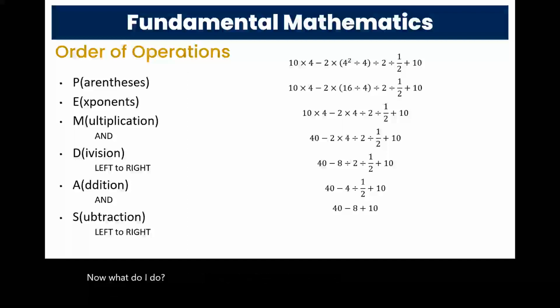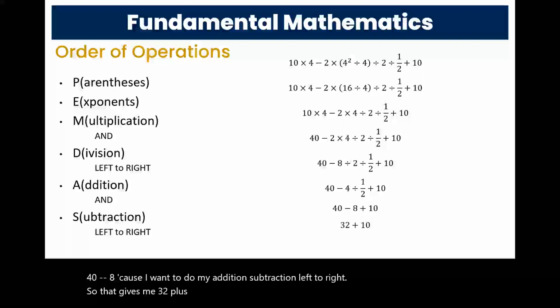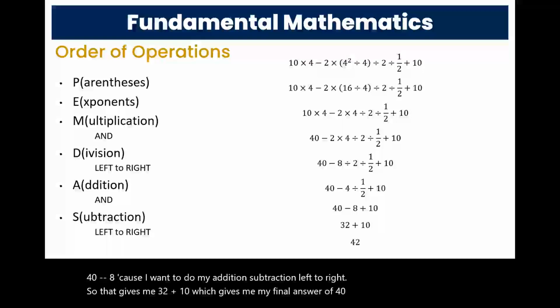$40 minus 8, because I'm going to do my addition and subtraction left to right. So that gives me 32 plus 10, which gives me my final answer of 42.